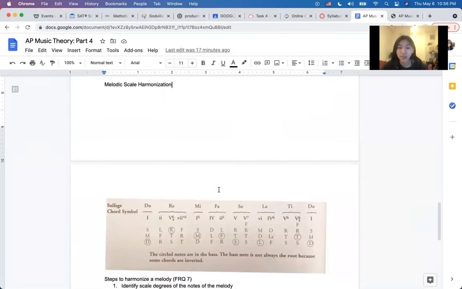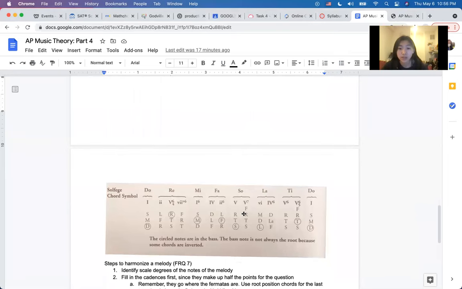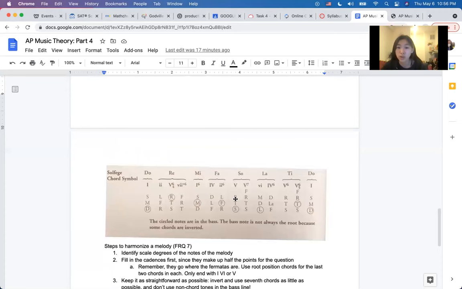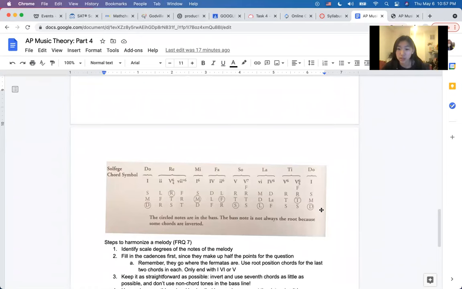For melodic scale harmonization, this is a really useful diagram. So for solfege, you can just consider these your scale degrees. These are the chord combinations that you can use to harmonize each scale degree or each solfege note. This is really useful for free response question 7, where they give you the melody and you have to harmonize by writing the bass in based on these. So take a good look at this chart and see what you can learn from it.